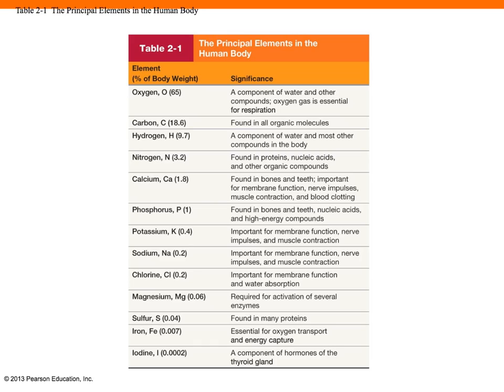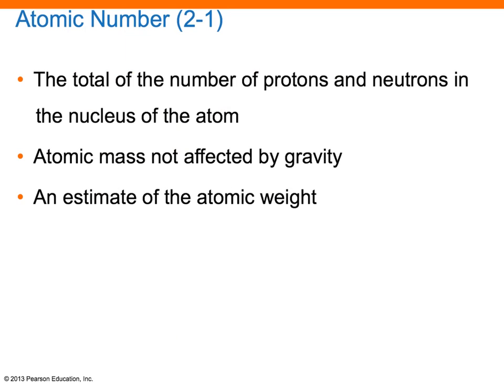There are some basic elements that are very important for the human body. The major elements of the human body are oxygen, carbon, hydrogen, nitrogen, calcium, phosphorus, potassium, sodium, chlorine, magnesium, sulfur, iron, and iodine. And their percent of the body weight is represented in this chart.